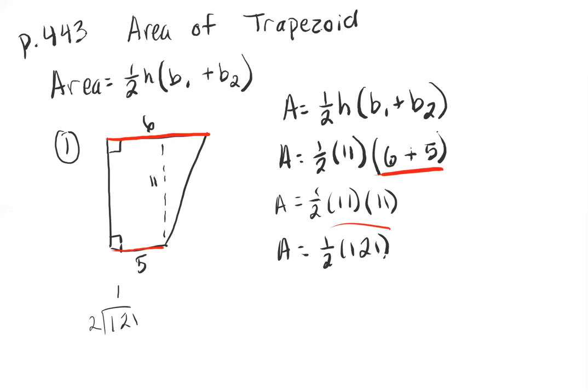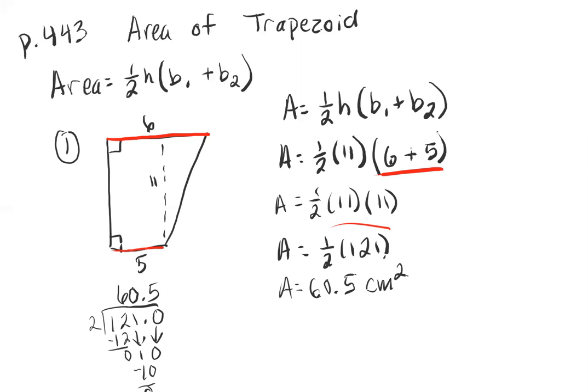2 goes into 12 6 times. 6 times 2 is 12, with nothing left over. I've got a 1. 2 cannot go into a 1, so I'm going to put a 0 to hold that place value, and then add a decimal. Make sure I remember to bring it up and add a 0. And now I can bring that down. And 2 goes into 10, 5 times with nothing left over. So my area of this trapezoid here would be 60.5, and the units for this one were centimeters squared.